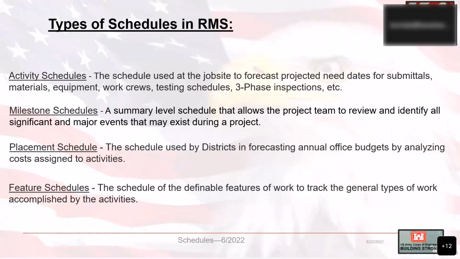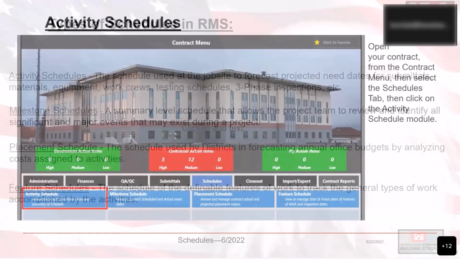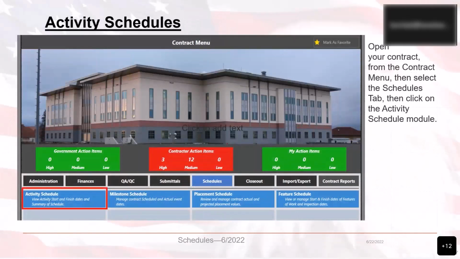Now, RMS provides four types of schedules for government review and analysis. We have activity schedules, milestone schedules, placement schedules, and features schedules. So let's start with the activity schedules. To begin, you're going to open up your contract, and from the contract menu screen, you're going to select the Schedules tab, and then click on the Activity Schedule module.